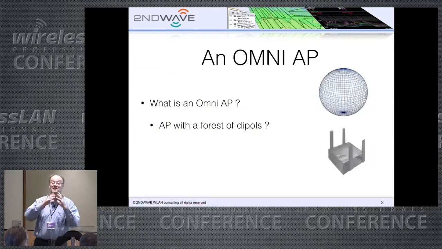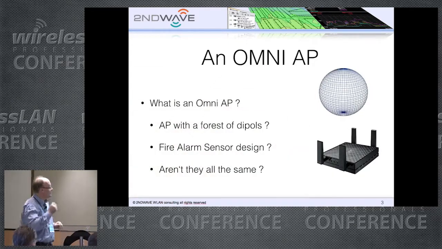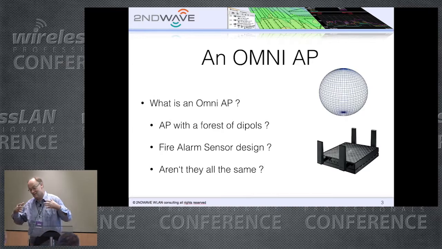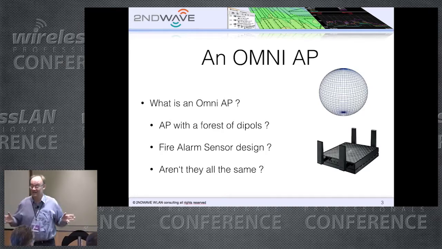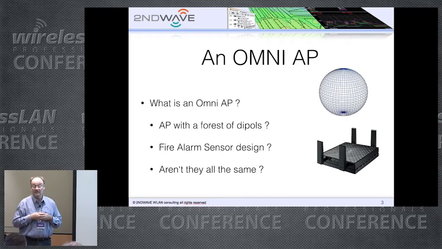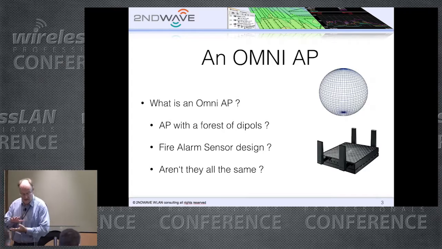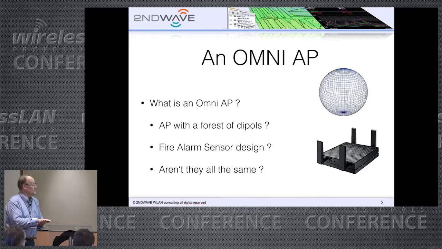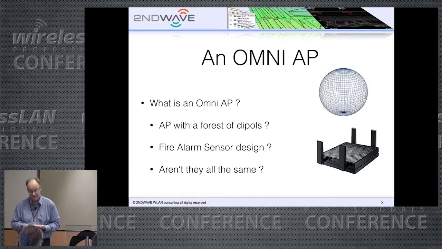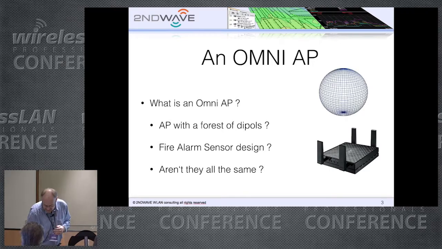So now back to the omnidirectional AP idea. What does it mean? It is an access point which forms something like a bubble, as an electromagnetic effect. Is it a device which looks like a device with a forest of dipole antennas? Is that an access point like we have it today? Or is it something like we have today, which looks like a fire alarm sensor? I think that's the access point model we use today. And the question again: are they all the same at the end? And we will come to some details here.